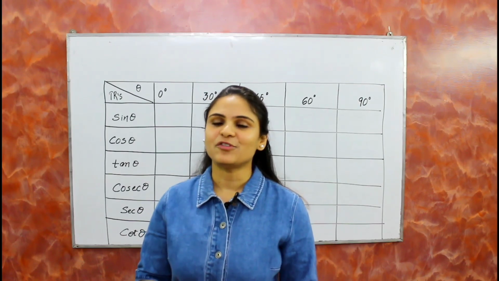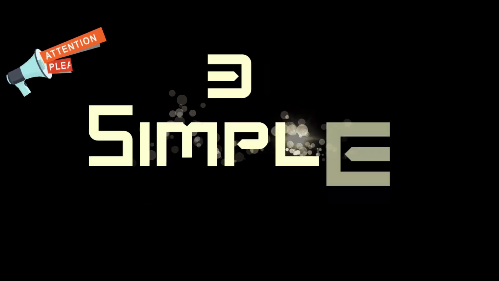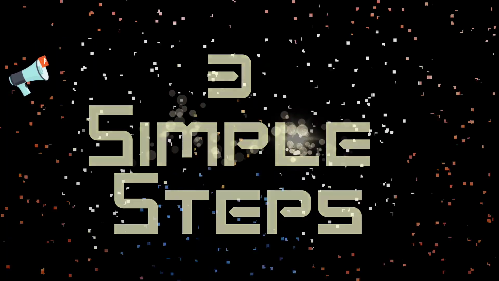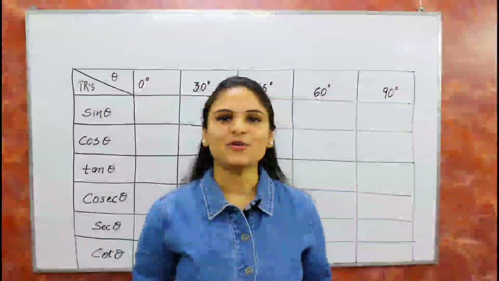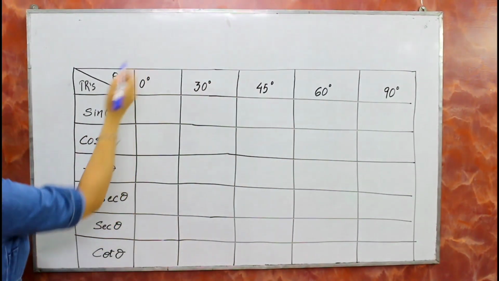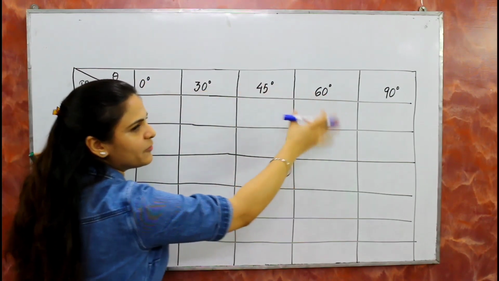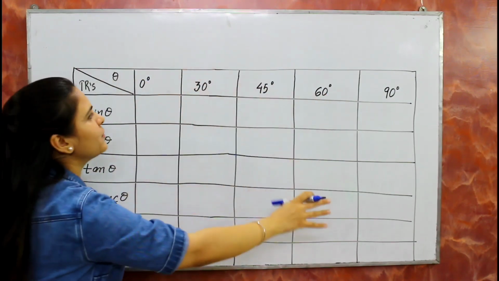For that, I have 3 simple magical steps. Yes, only 3 steps. So without wasting any time, let's start. These are the trigonometric ratios and these are the angles for which we are going to write the values.